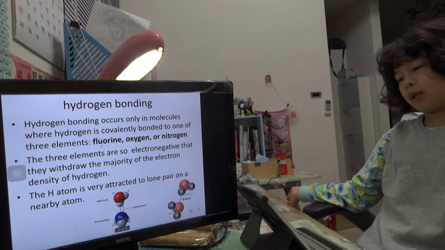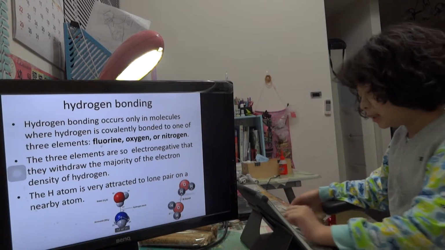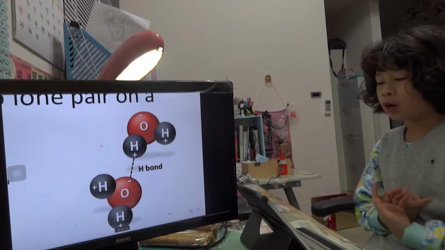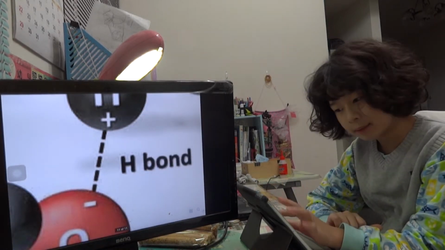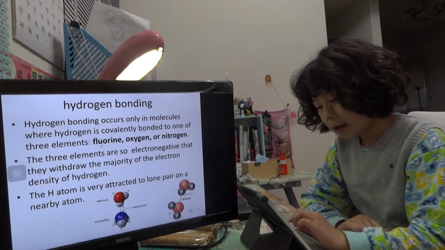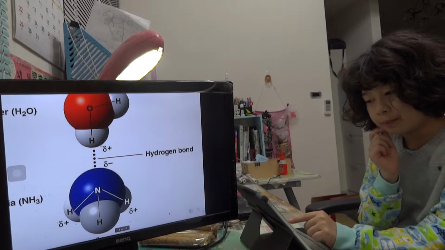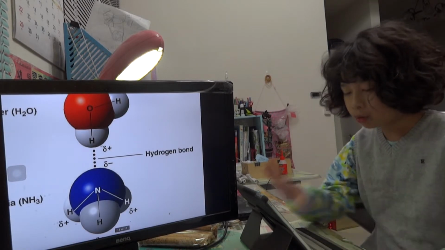Hydrogen bonding may be considered one kind of dipole-dipole force. So you can see like this. Hydrogen bonded with oxygen, nitrogen, and fluorine are all called hydrogen bonds. So the bond between the dipoles is the hydrogen bond. But it can also attract like this one. Hydrogen attracts nitrogen, like this one. So different molecules can form hydrogen bonds too.